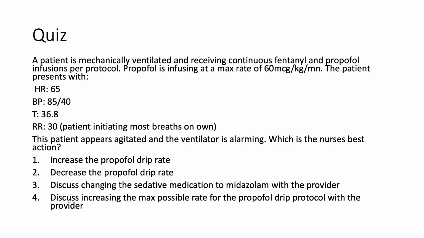Let's look at another question. A patient is mechanically ventilated and receiving continuous fentanyl and propofol infusions per protocol. Propofol is infusing at the max rate of 60 micrograms per kilogram per minute. The patient presents with a heart rate of 65, a blood pressure of 85/40, a temperature of 36.8 degrees Celsius, and a respiratory rate of 30, where the patient is initiating most of the breaths on their own. This patient appears agitated and the ventilator is alarming. Which is the nurse's best action?